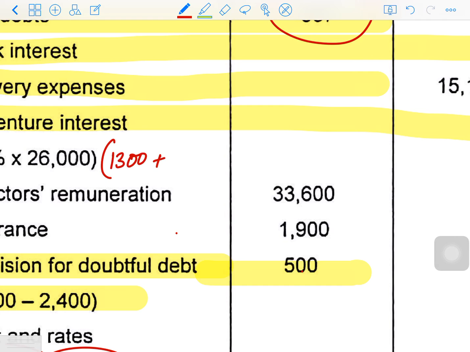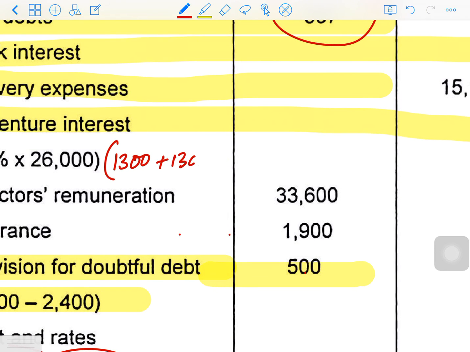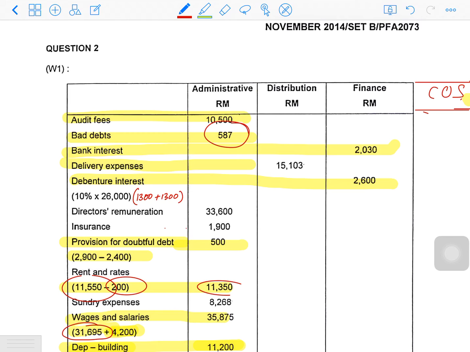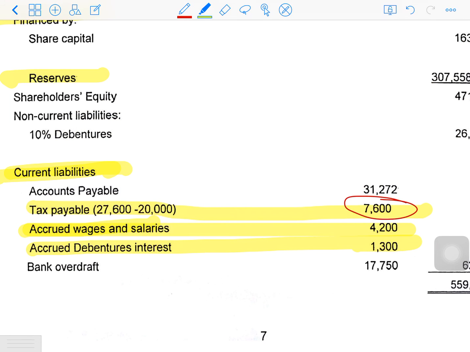$1,300 plus another 1,300 accrued. Okay, debit debenture interest here, credit accrual in the financial position, non-current liabilities. Accrued debenture interest dia ada kat sini 1,300. Okay, 1,300 accrued debenture interest. That is that double entry.